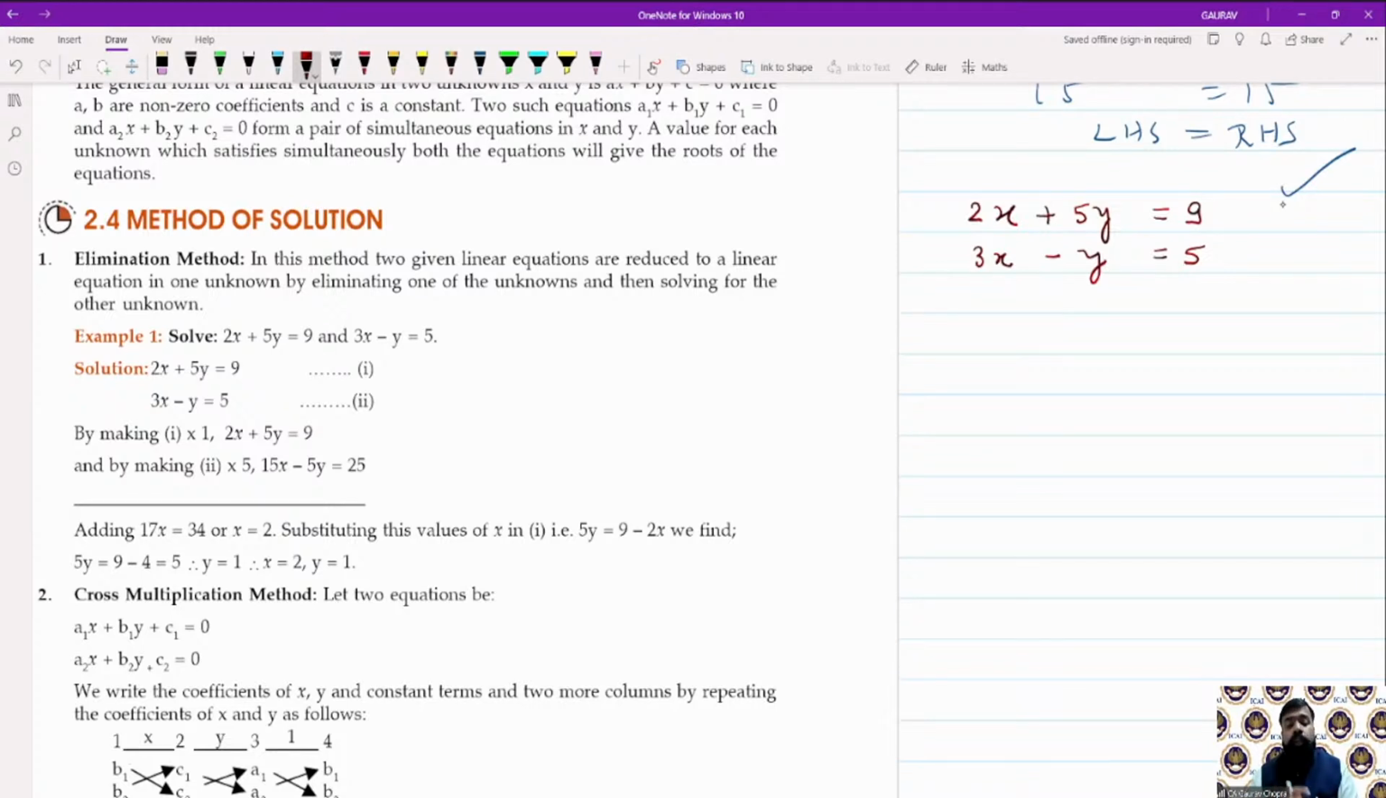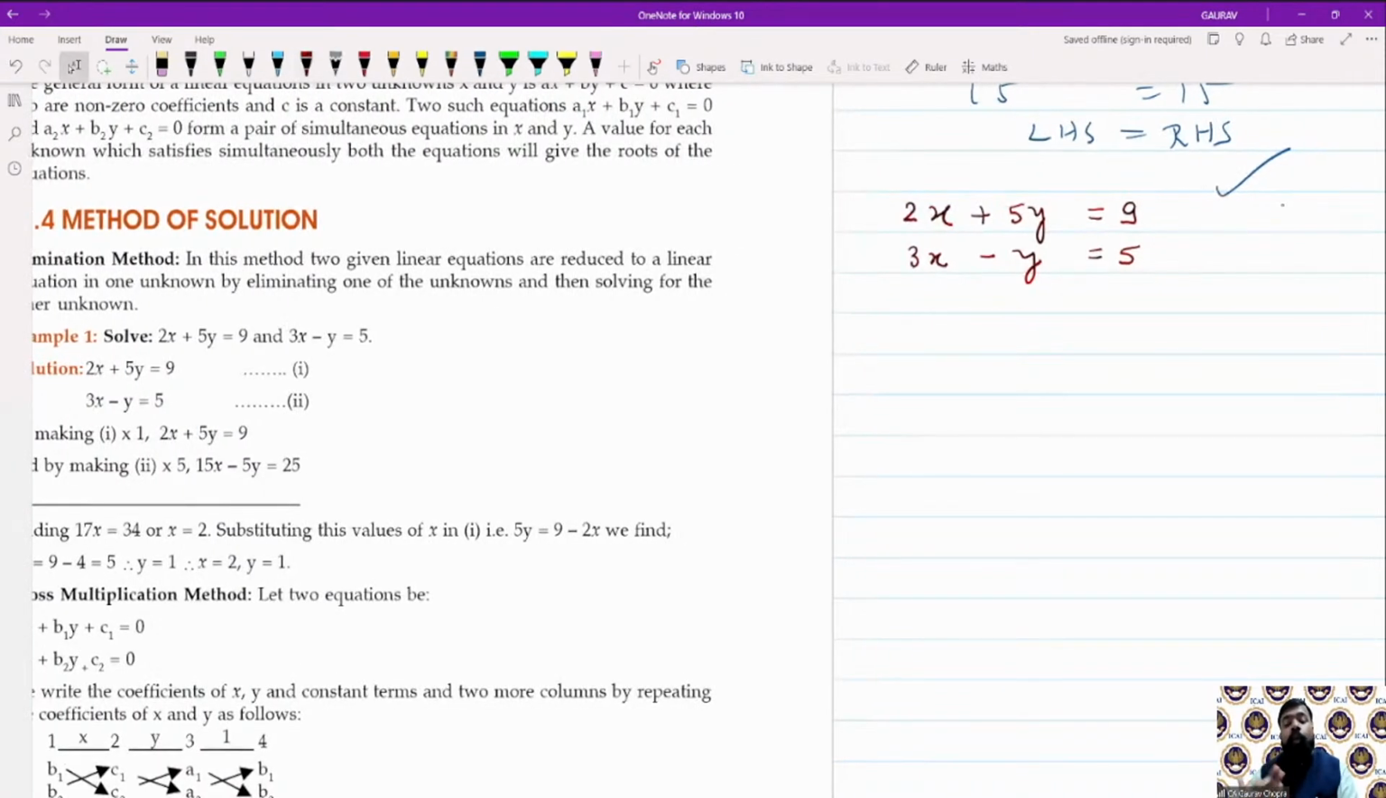If we want to eliminate, let's say y, then we have to make their coefficients the same. At present, the coefficient of y in the first equation is 5 and in the second it is 1. So to make them equal, we have to multiply the second equation by 5. After that, we will be easily able to eliminate.